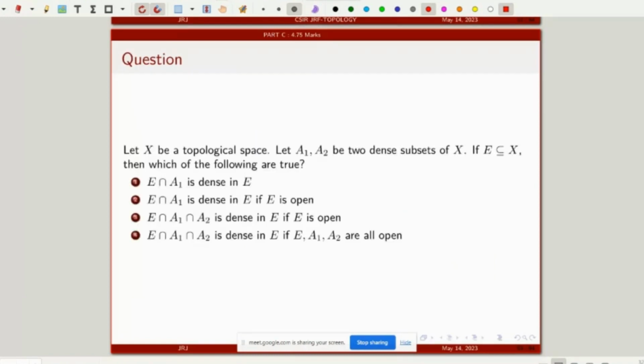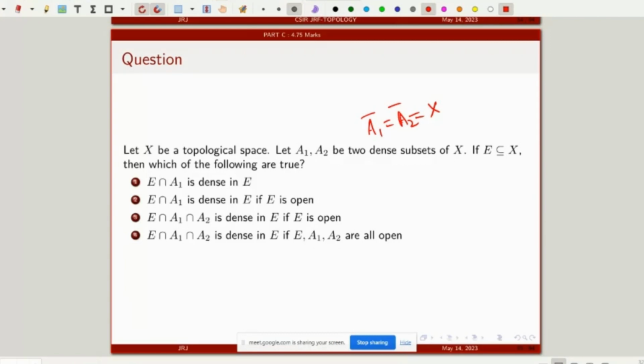So now we can move to the next question. Let X be a topological space. The previous question was fine, right? Okay, so now, let X be a topological space. Let A1, A2 be two dense subsets of X. When we say that a subset is dense, its closure is equal to X. So A1 closure equals A2 closure equals X.